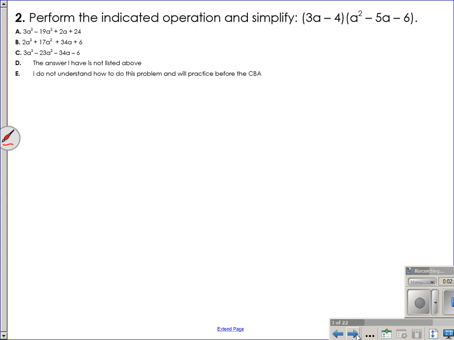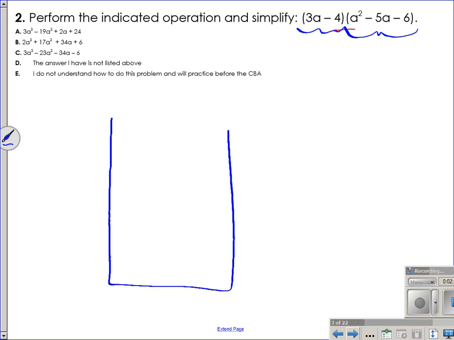Number 2 says perform the indicated operation. Now, since the two sets of parentheses are right next to each other, that means multiply. So the way that we showed you guys how to do this problem is to set up a box. We have 2 terms in the first set of parentheses and 3 terms in the second set of parentheses. So we are going to need our box to be 2 by 3.